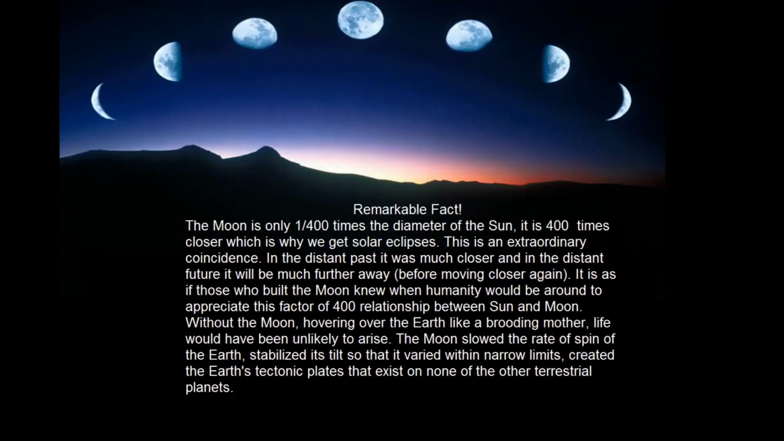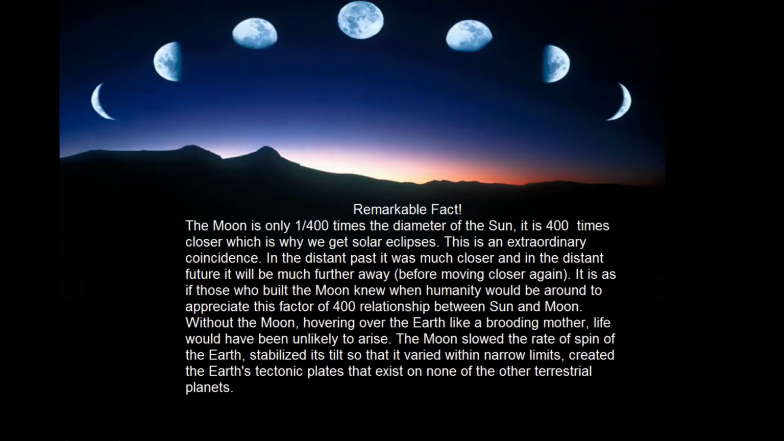Remarkable fact. I've got something very interesting I would like to share with you guys regarding the moon, and this will definitely tie into some math questions I plan on the third video of this. So, the moon is only 1/400th the diameter of the sun. It is 400 times closer, which is why we get solar eclipses. This is an extraordinary coincidence.